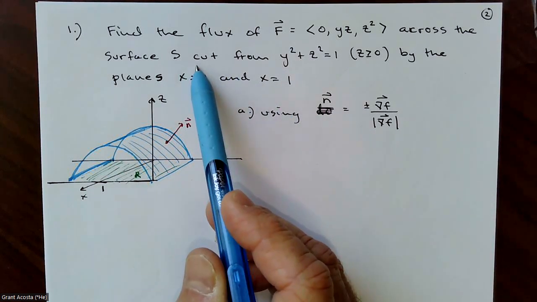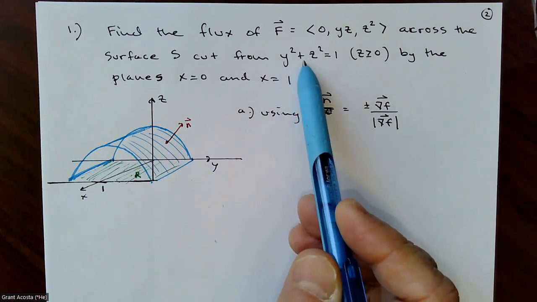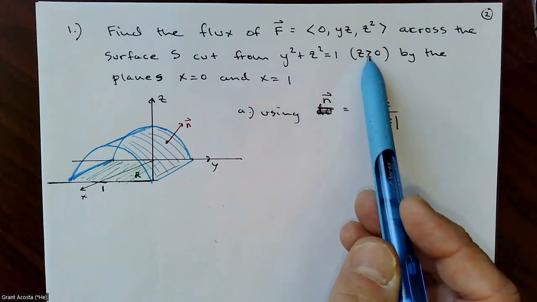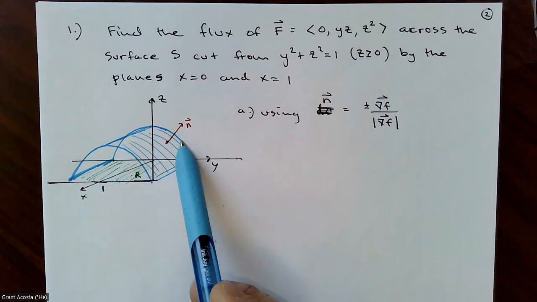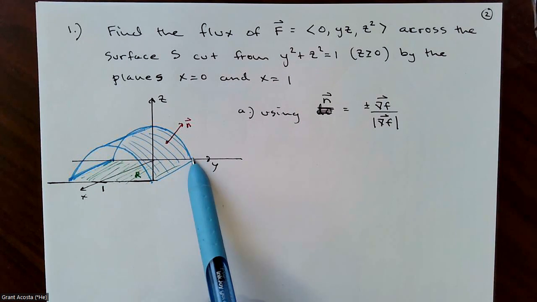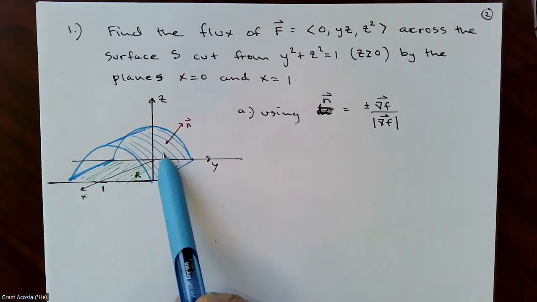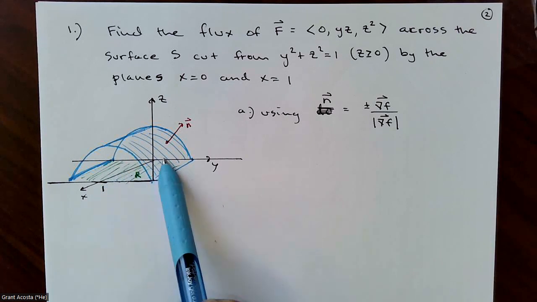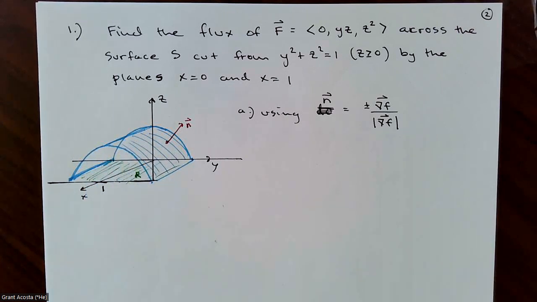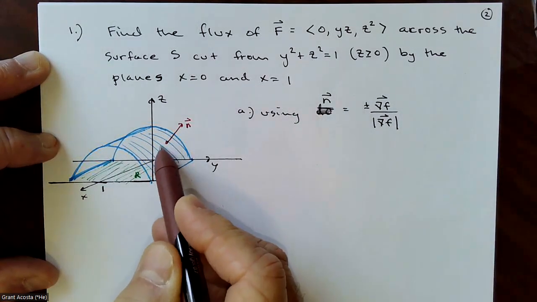So here we're going to find the flux of the field across the surface y squared plus z squared equals 1, where z is greater than or equal to 0, which is a cylinder. It's the top half of a cylinder. So there's the top half of y squared plus z squared equals 1, and we stretch it out in the x direction from x equals 1 to x equals 0. So it looks almost like a tent covering over this region here. Okay, so if we use this formula, then we're calculating the flux across this surface.